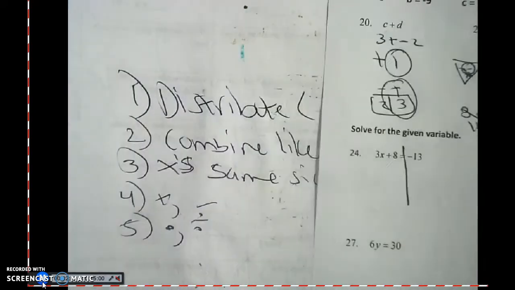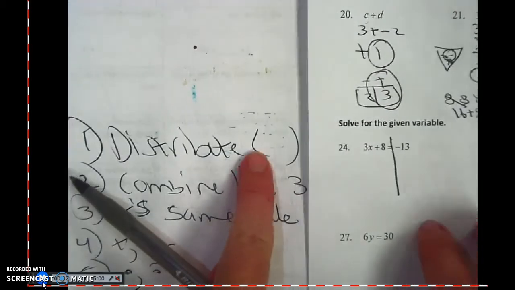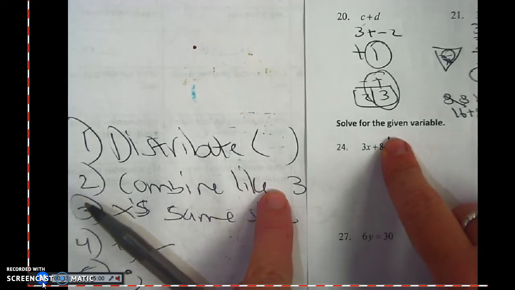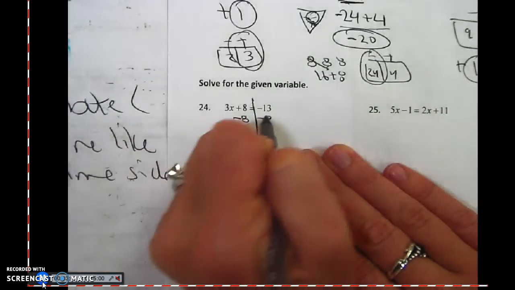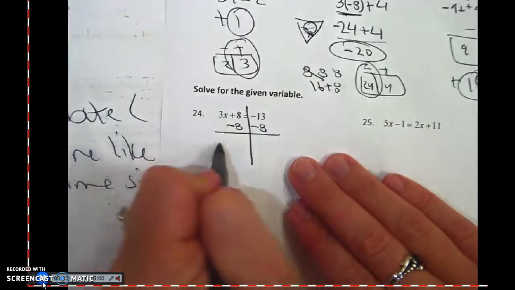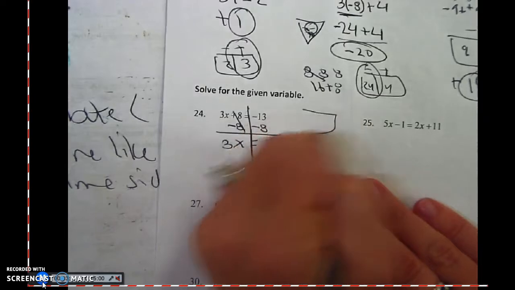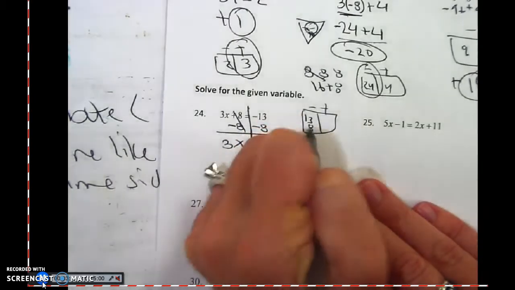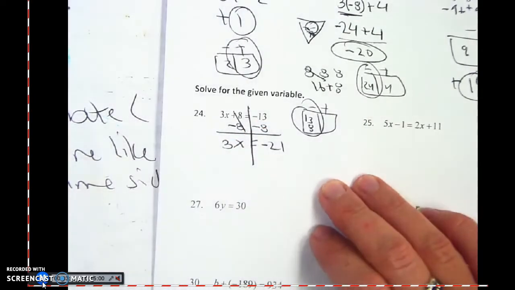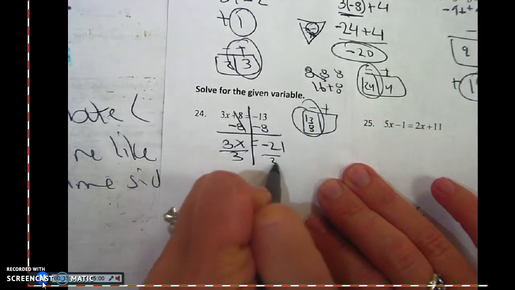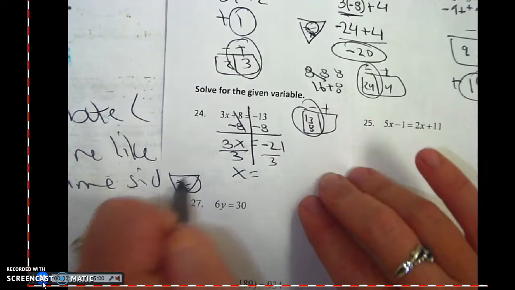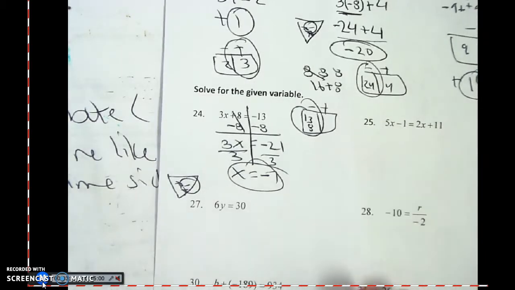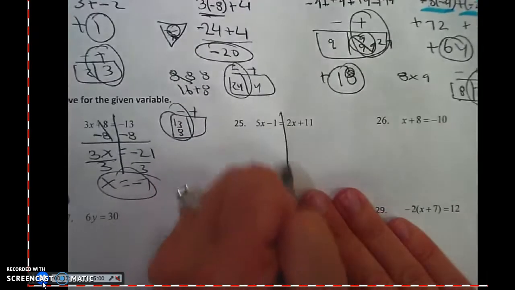So let's literally look at this problem right next to it. Parentheses, no. Same things, no. X's on both sides, no. Then it's just add, subtract, multiply, divide. So -8. Bye-bye, 3x equals, do my box, 13, 8, boom, -21. Divide is always my last step. X equals, do my triangle, negative, positive, boom, -7.